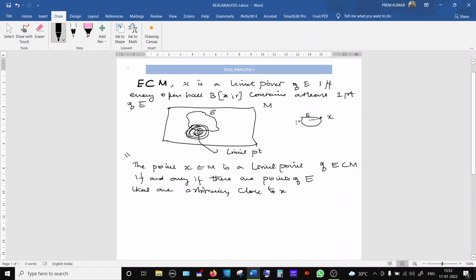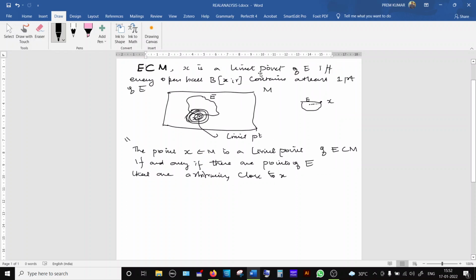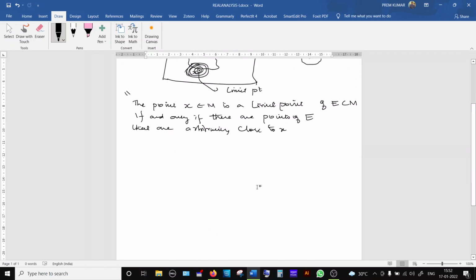This is another way of expressing the same statement. That is, X is a limit point if and only if there are points of E that are arbitrarily close to X. If this is happening, whatever open ball we construct about X will contain at least one element of E. So this is the alternative statement. The proof is the same for both statements. Already we discussed it.